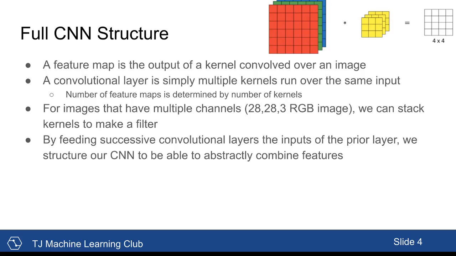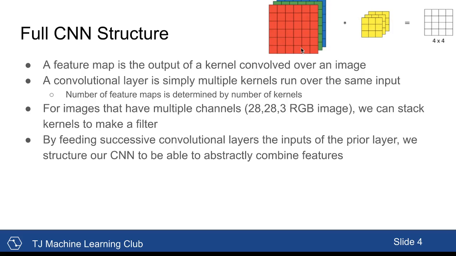So now that we understand how these convolutional layers are superior to fully connected ones for image recognition, the main problem is figuring out how to implement one. If we remember from last week, a feature map is the output of a kernel convolved around some input image, and it's named as such because this output image has high values wherever the input matches the feature that the kernel is searching for. A convolutional layer is simply multiple kernels run over the same input.